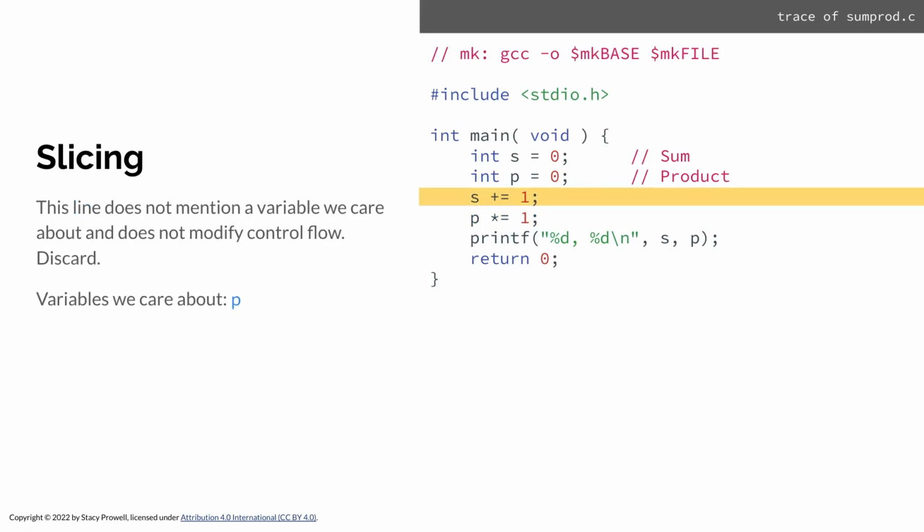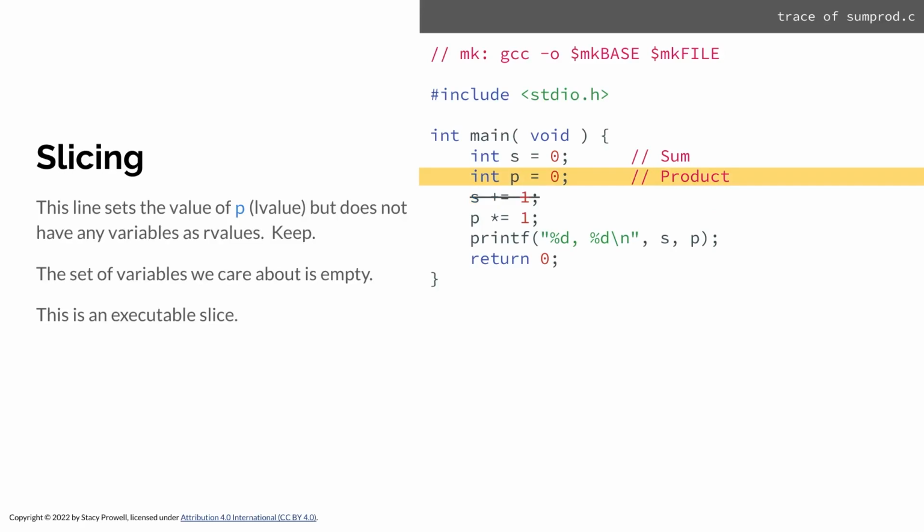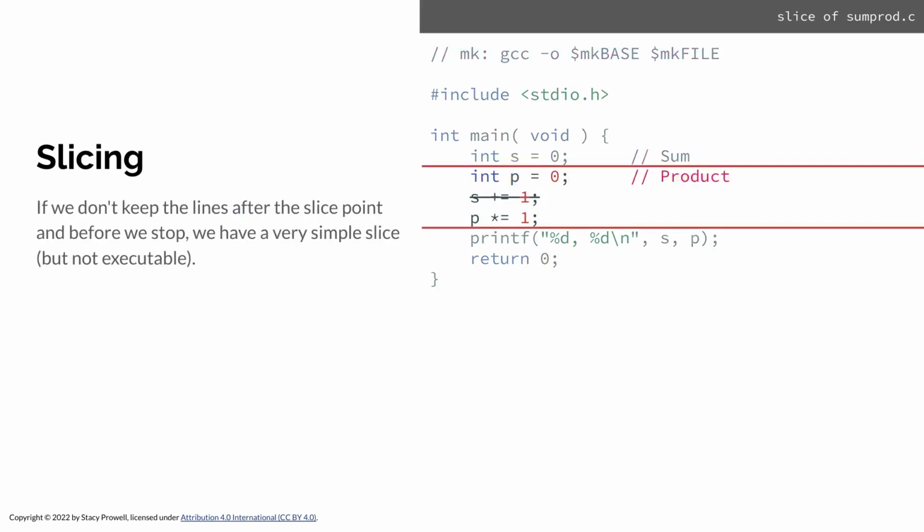S is not in the char set, don't care, throw it away. P is in the char set, do care. It's an L value, so remove it. Now the char set is empty. Nothing else goes in because there are no other R values to put in. So the char set is now empty, and we're done. So that's it. The slice consists of the 2 lines you see in here. P gets 0, and P gets multiplied by 1.